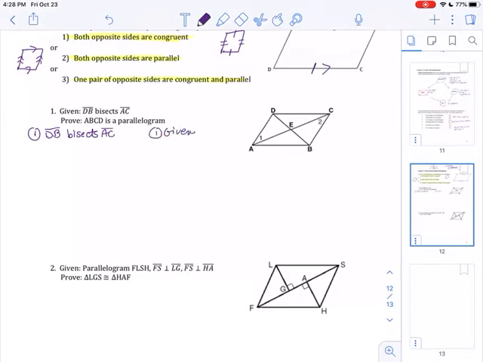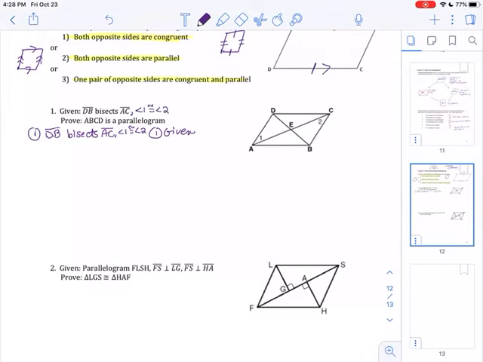So I'm going to write small, so I left out statements and reasons, which usually get written. I left that out, so I got to squeeze this all in. This is going to be 7 steps. So DB bisects AC. DB bisects AC. So DB right here is bisecting AC.